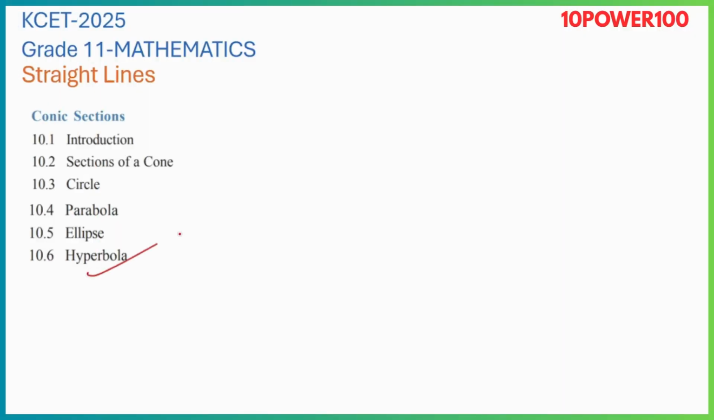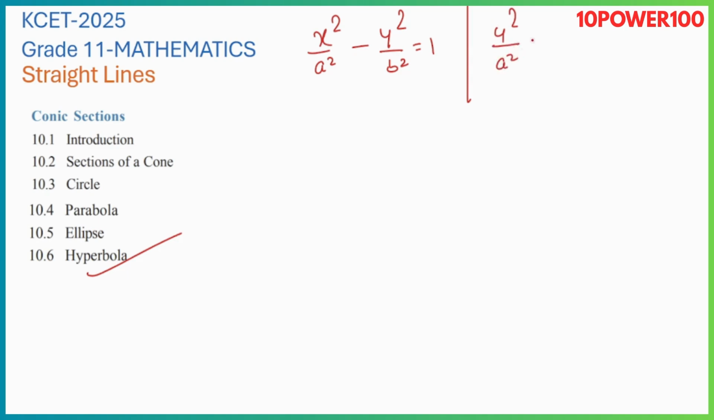So next we have hyperbola. There's no huge difference between ellipse and hyperbola. The formula is, if the foci is on the x-axis, in that case x square by a square, in between it is minus now, minus y square by b square is equal to 1. So this is one formula. If the foci is on the y-axis, in that case the formula is y square by a square minus x square by b square is equal to 1.